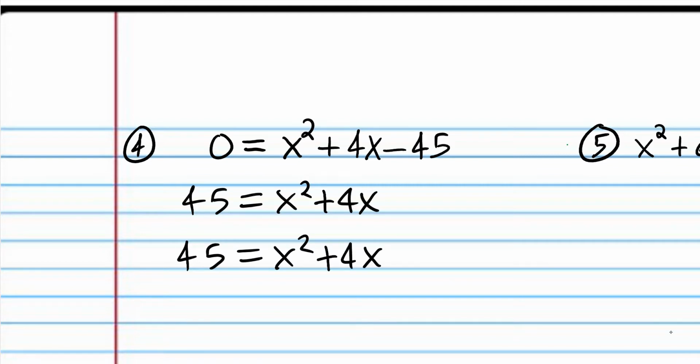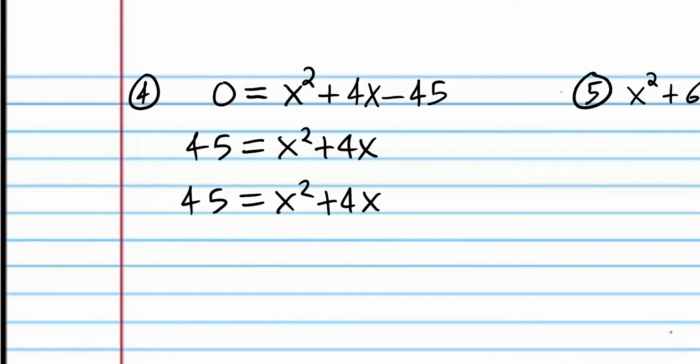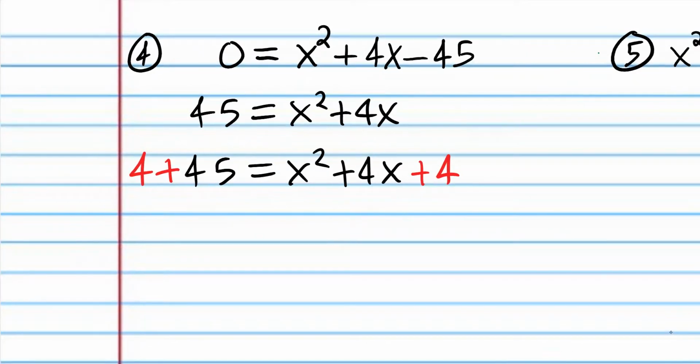Now, how do we complete the square? We always take this number and do two things to it. We divide by 2, and then we square it. 4 divided by 2 is 2. 2 squared is 4. So that tells us we're going to add 4 to both sides. 4 plus 45 is 49.